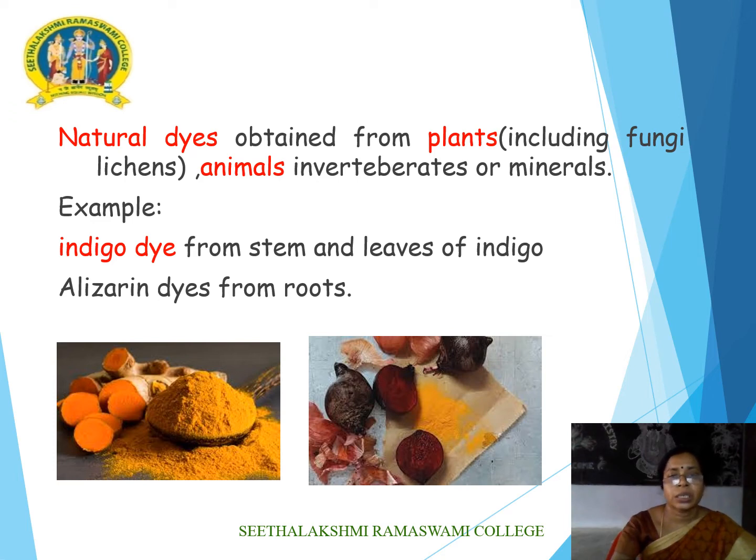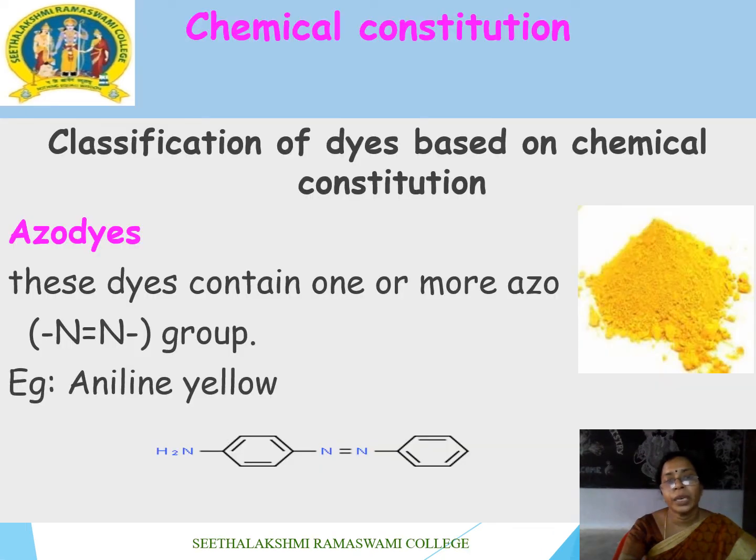Natural dyes. These dyes are obtained naturally from plants and animals. From plants, it also includes fungi, lichens. Examples of these dyes are indigo dye from the stem and leaves of indigo, and alizarin dyes from roots. Next, based upon the chemical structure, these can be classified into several types.